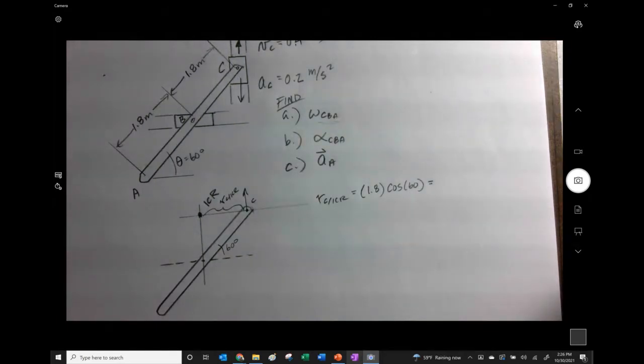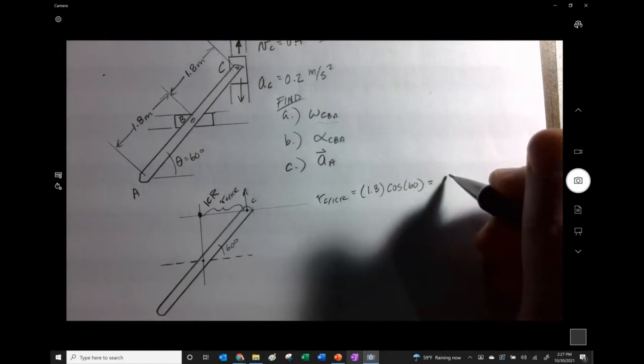Or did she do it wrong? Could she have done this wrong? She's saying the sine of 30 is the same thing as... okay, I got you. I just looked at that really quick. 1.8, it should just be 0.9 meters.